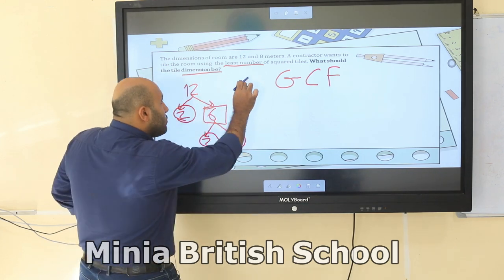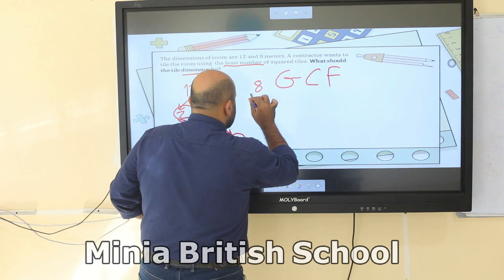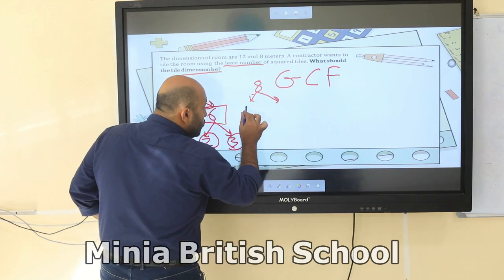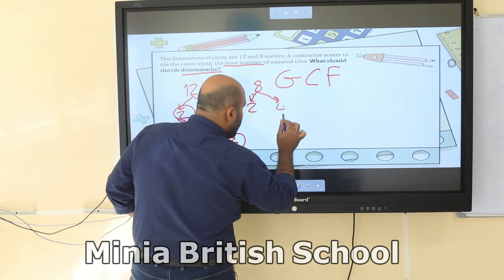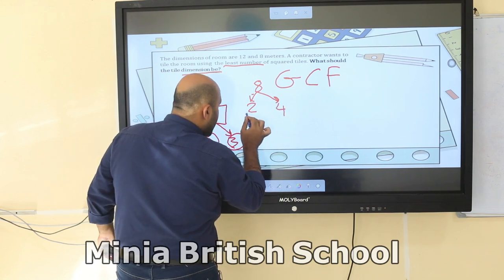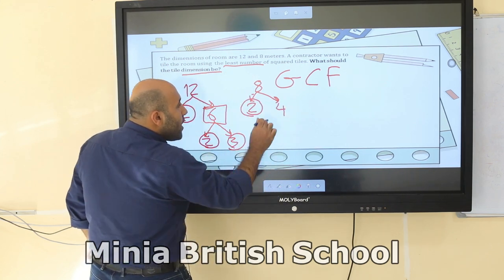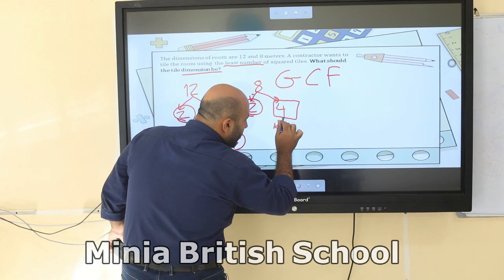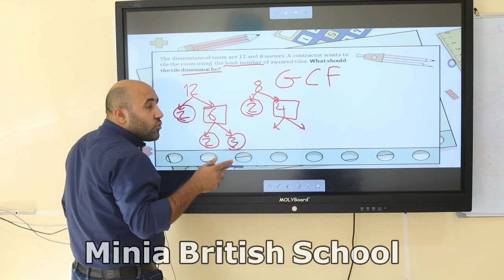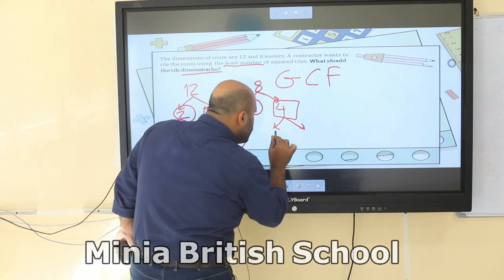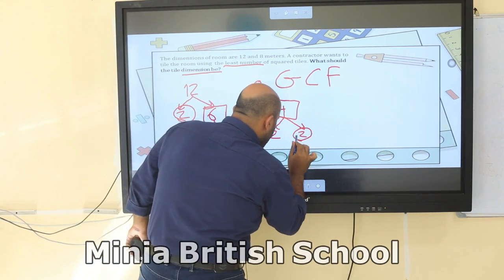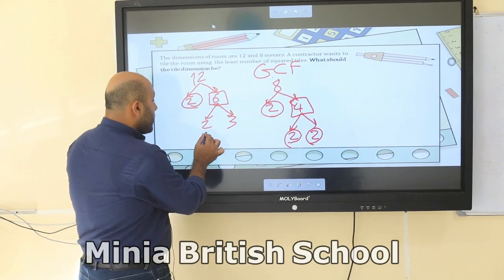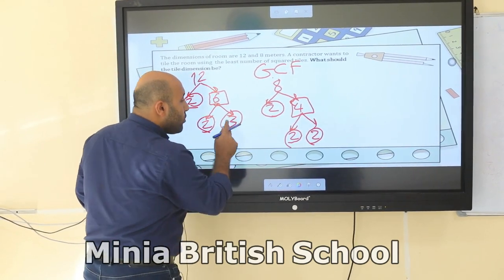In the same way, I will do it with the 8. 8 is a composite number, so split it into 2 arrows. 2 times 4. 2 is a prime number, so put it in a circle, say stop. 4 is a composite number, put it in a rectangle and split it into 2 arrows. 4 equal 2 times 2. So, you see, I factorized both of those numbers.